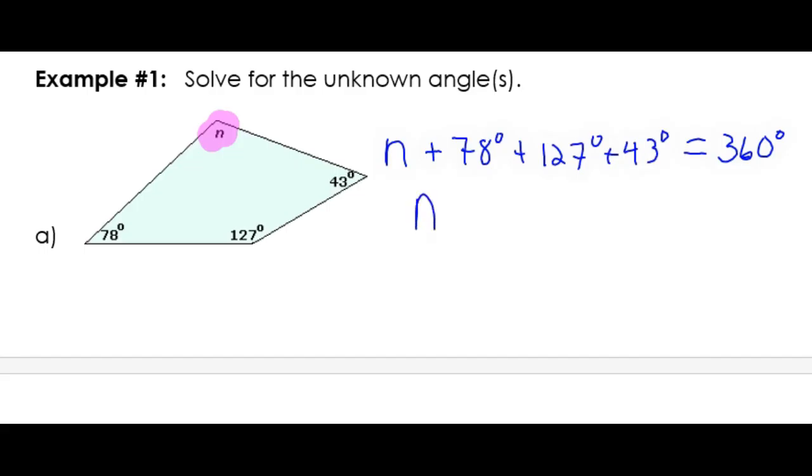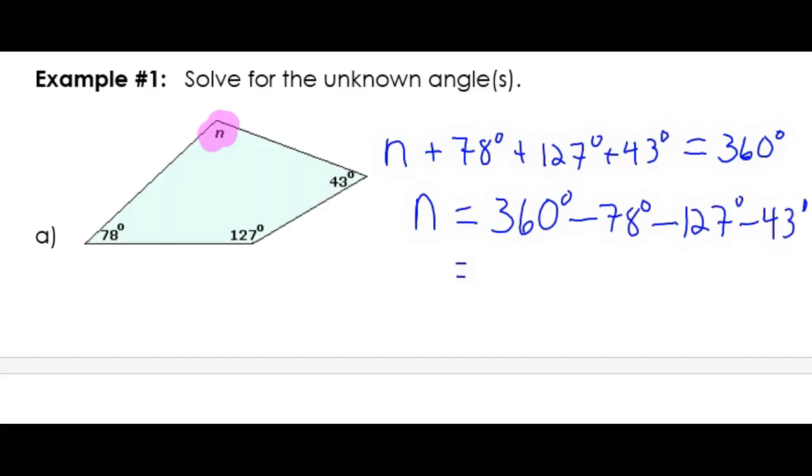So really what I need to do is say, well, if all of the angles add up to 360, I'm going to take away the 78 degrees, the 127 degrees, and the 43 degrees. And the difference between those should give me the remainder, which is my unknown angle. Then I'm getting 112 degrees. And that seems reasonable. So not too difficult, just applying the simple principle of the quadrilateral sum.